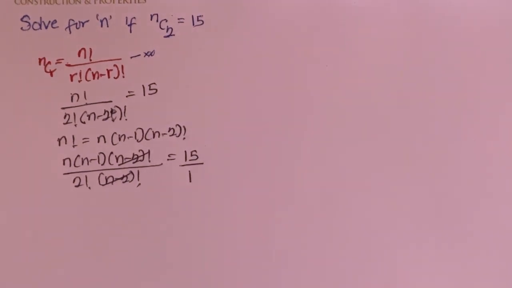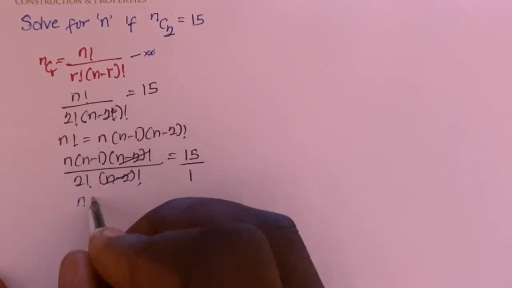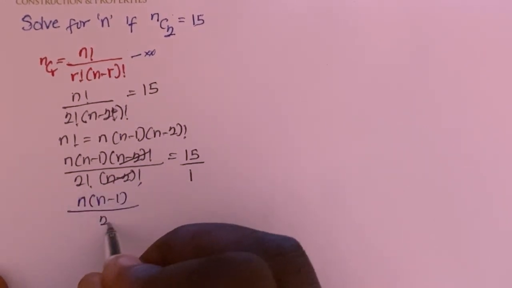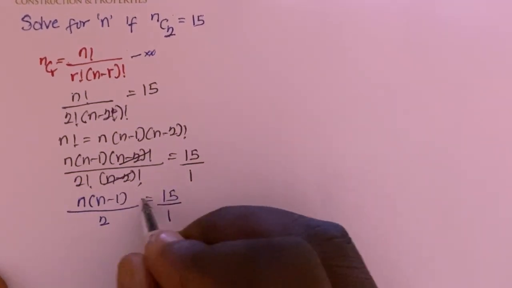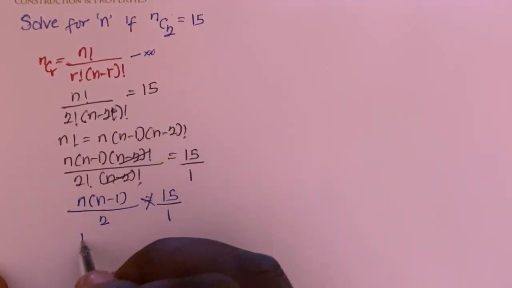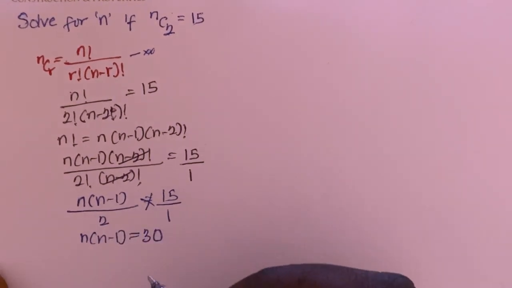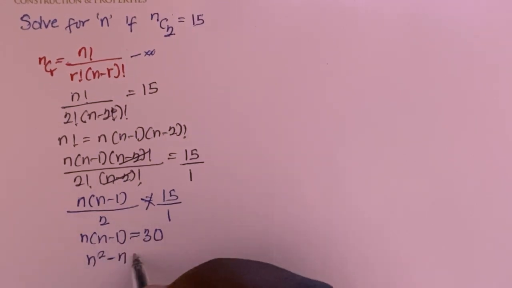The next thing I'm going to do is bring this out. I'm having n into bracket n minus 1, divided by 2, since 2 factorial is 2, equals 15 divided by 1. Let me just cross multiply. In this case, n into bracket n minus 1 equals 30. So here I'm going to have n squared minus n equals 30.